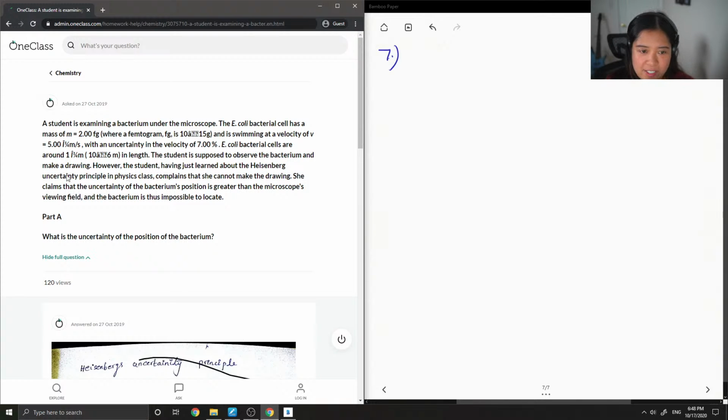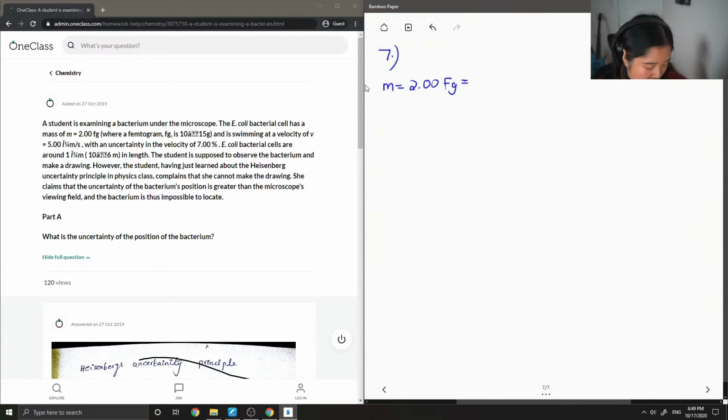Okay, so let's just write down everything that we know so far. We know the mass of the bacterium, 2.00 femtograms. But I'm just going to convert that to grams, like what they did as well. But the equation that I'll be using needs it to be in kilograms, so let's just convert that to kilograms. Okay, so this is our mass.